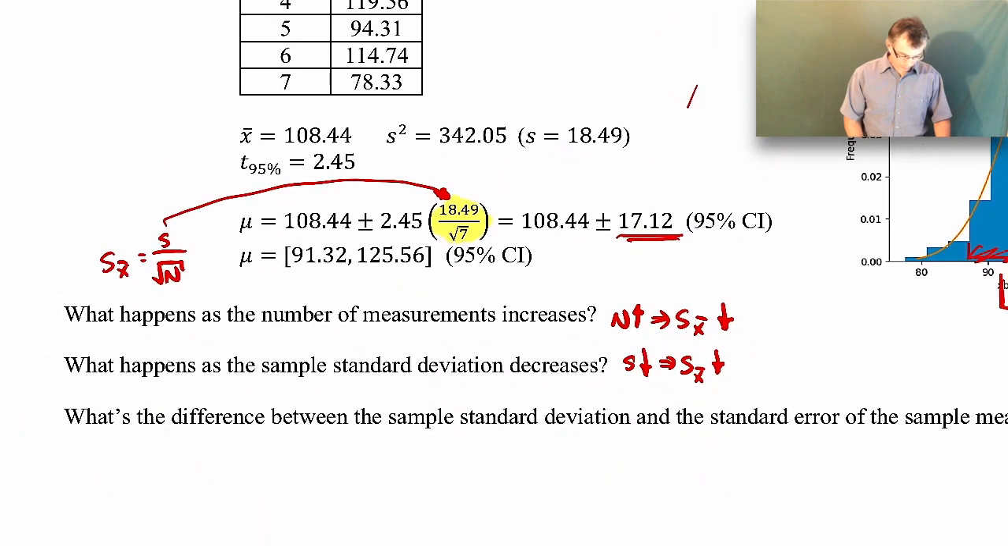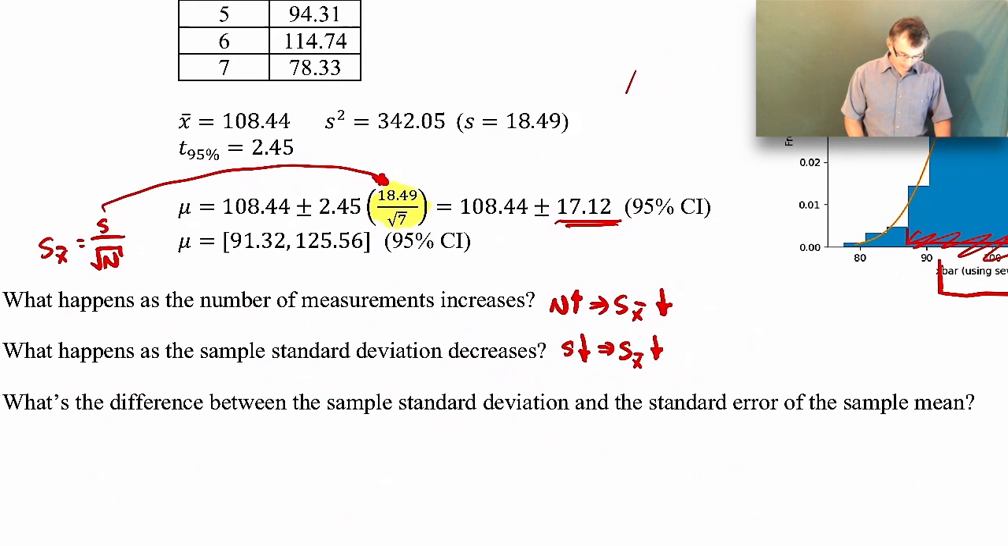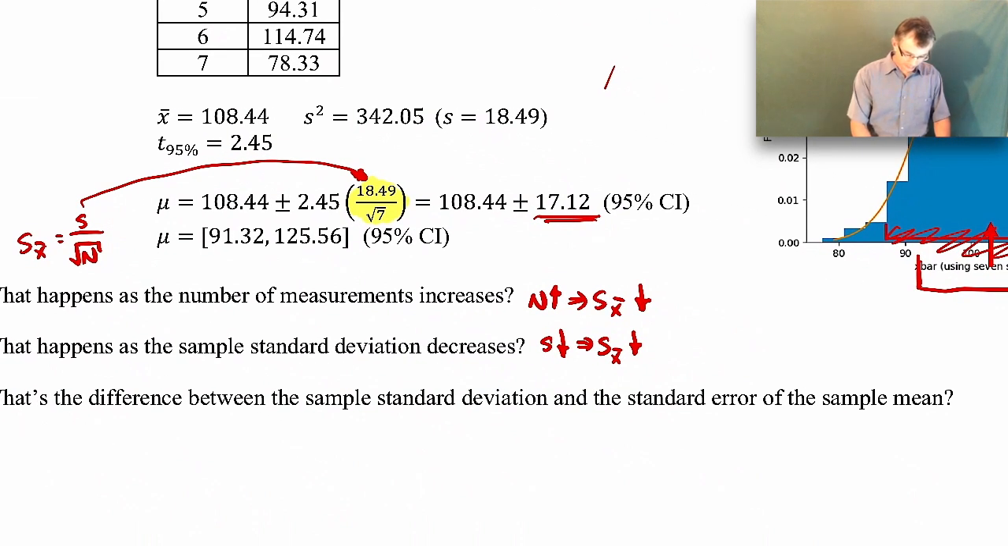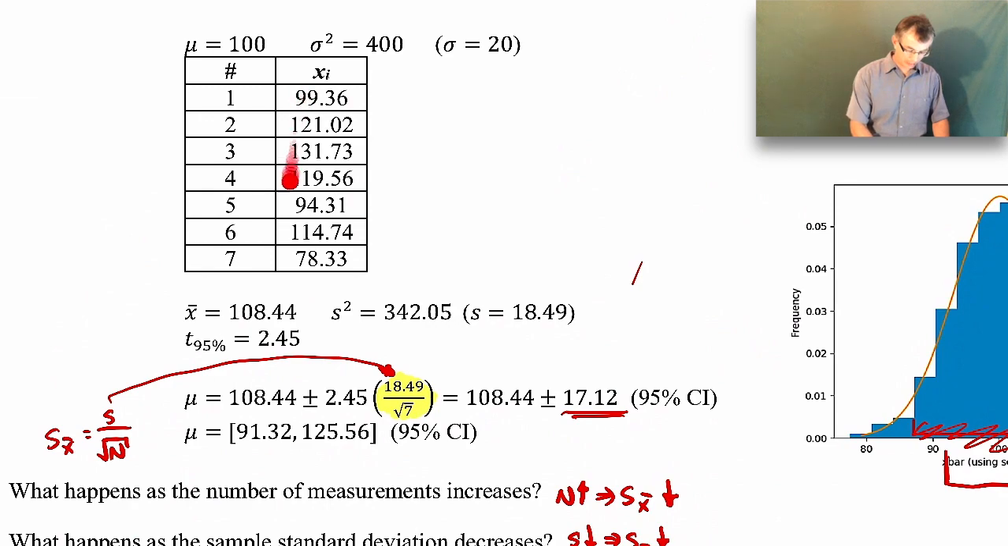Okay, so the next question, what's the difference between the sample standard deviation and the standard error of the sample mean? You know, the wording is very precise here and gets kind of confusing. The sample standard deviation is related to the scatter in the experimental measurements in your trial. So that's just related to the scatter in these measurements. That's the sample standard deviation.